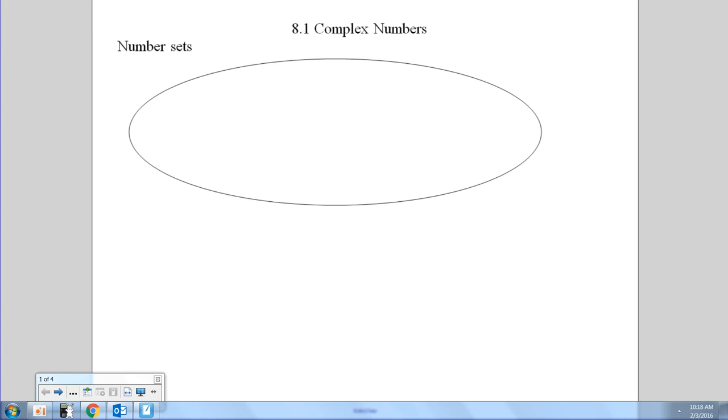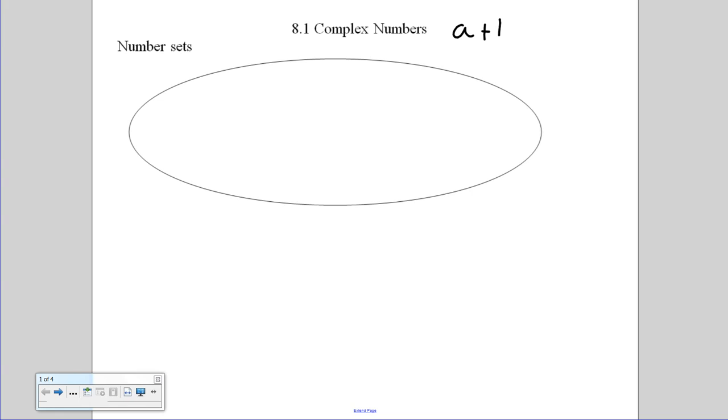And so to start with, a complex number is a number that has a real number in it and an imaginary number in it. So complex numbers are usually in the form of a plus bi, and a and b are actually real numbers. And i would be something called an imaginary number.